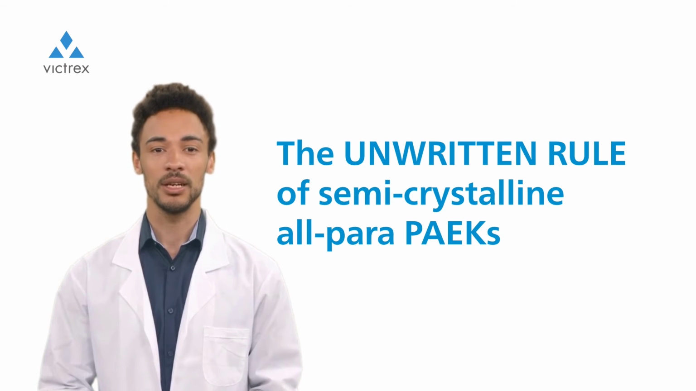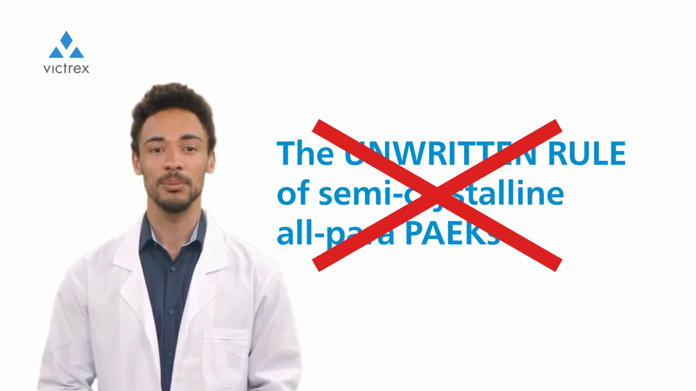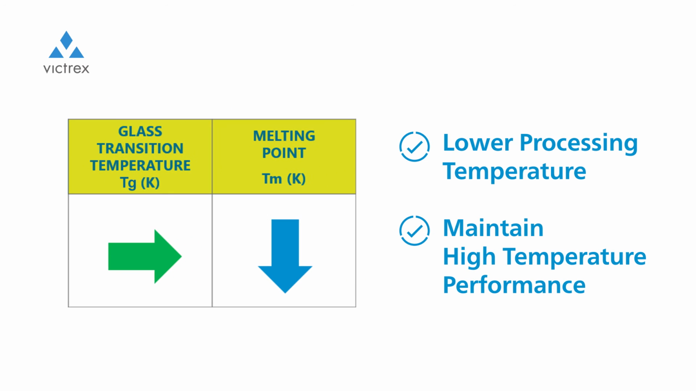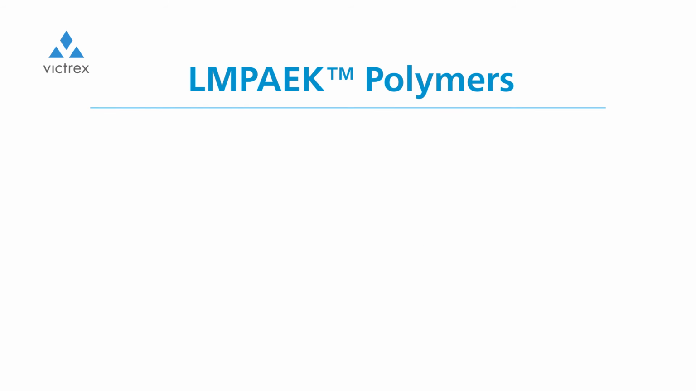At Victrex, we asked ourselves, wouldn't it be great if we could break this rule? Lower the TM without lowering the TG, offering our customers a lower processing temperature whilst maintaining high temperature performance. This was the idea which ultimately led to the PAEKs we call LM PAEK.